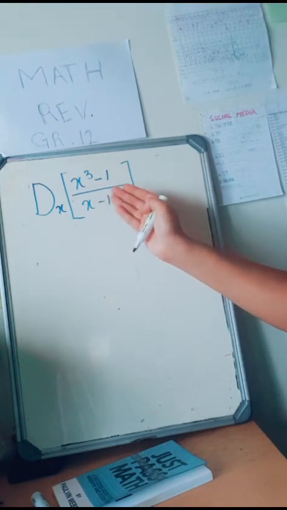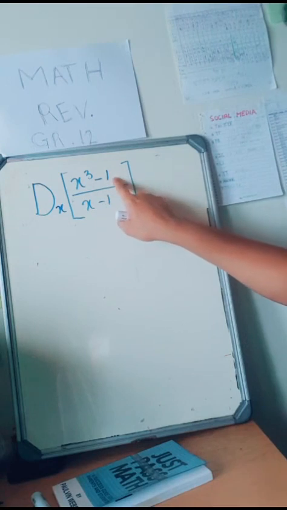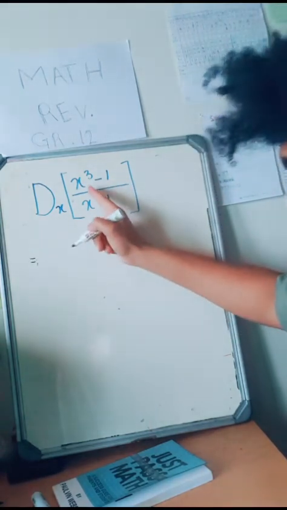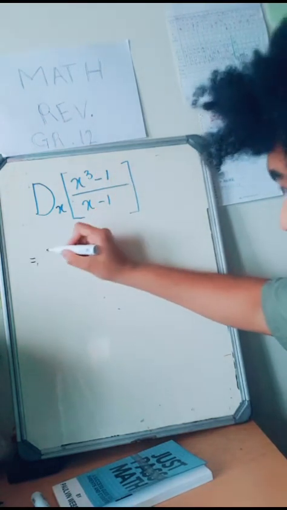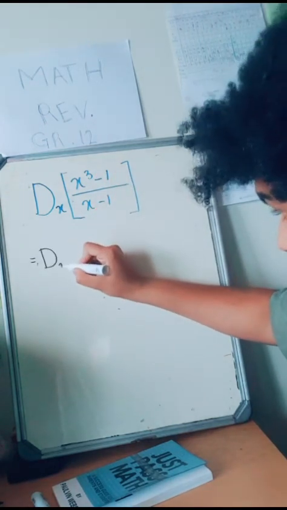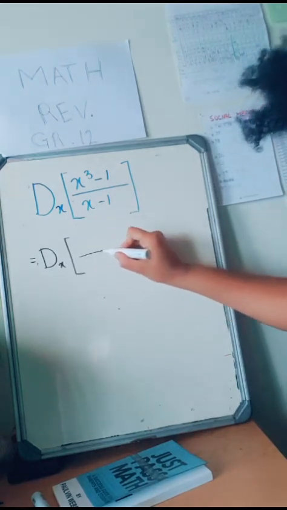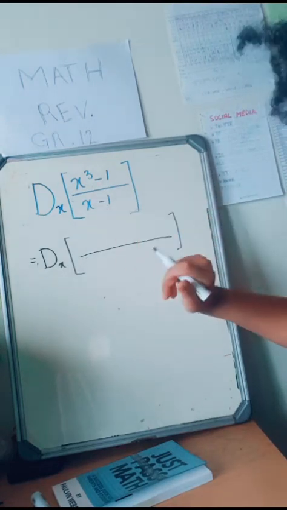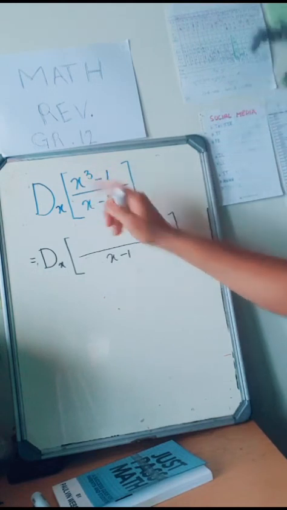All the stuff inside the square brackets. You'll notice this is something that you've learned in grade 9, grade 10. It's called the difference between two cubes. So I'm going to factorize that by using the difference between two cubes. So it's going to give us d subscript x, and I'm going to keep this as it is, minus 1, and I'm going to factorize this.